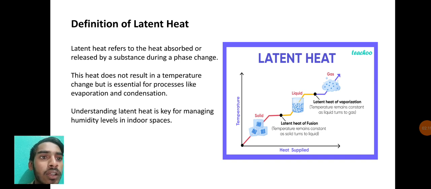Latent heat, temperature versus heat supplied. Draw the graph. Latent heat of fusion: temperature remains constant as solid turns to liquid. Latent heat of vaporization: temperature remains constant as liquid turns to gas.